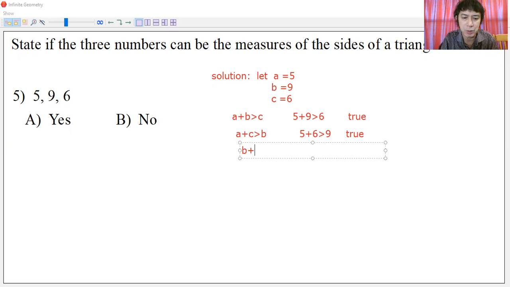Is B plus C greater than A? All right, where's our B and where's our C? That will be 9 plus 6. 9 plus 6, will that be greater than 5? Okay, that's 15. 15 is greater than 5, so that should be true. All right, and they're all true. All possible combinations are true. That means it's a valid triangle.